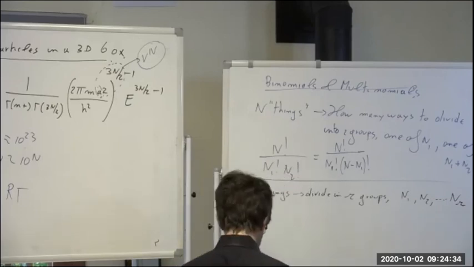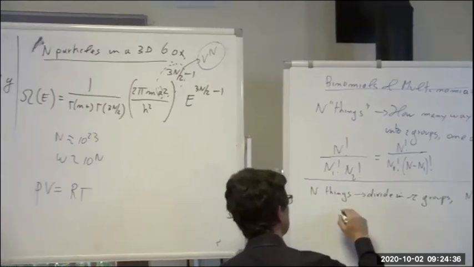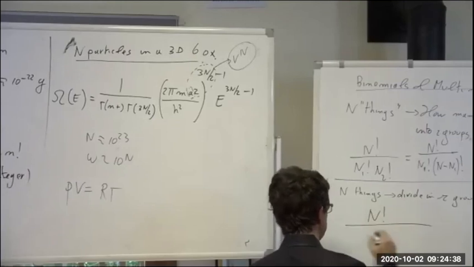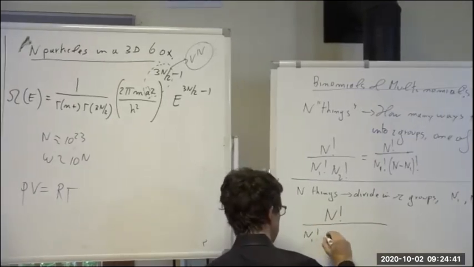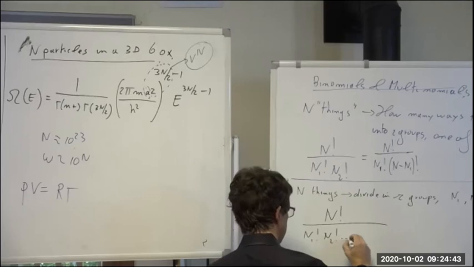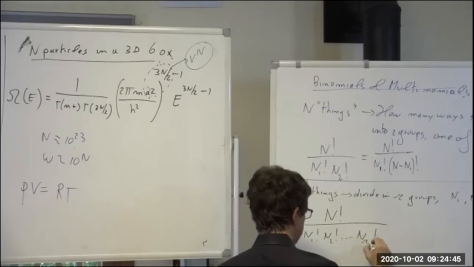Okay, and the combinatorial solution for that, as you know, is the number of ways to do this is n factorial over n1 factorial, n2 factorial, all the way up to nr factorial.